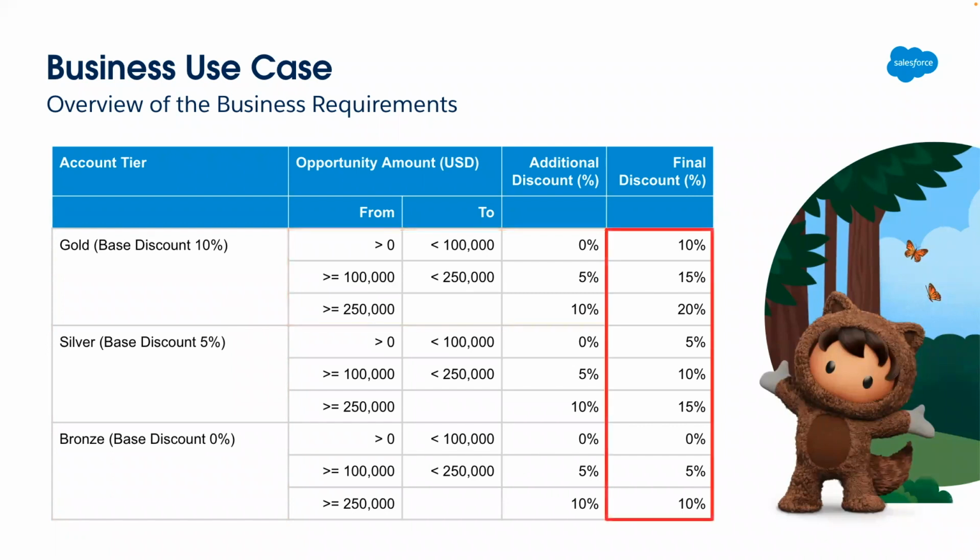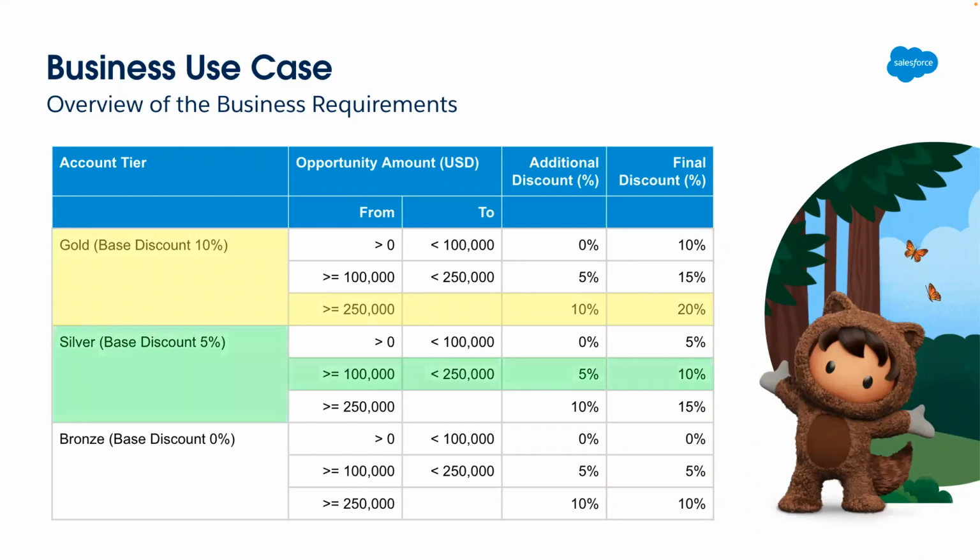The final discount percentage will be the total of base discount plus additional discount. What this means is that if there is a gold tier customer with an opportunity amount greater than $250,000, the final discount that they are going to enjoy will be 20%. And for a silver tier customer whose opportunity amount is between $100,000 to $250,000, their final discount will become 10%. So this is what we are going to achieve using Salesforce Flows.